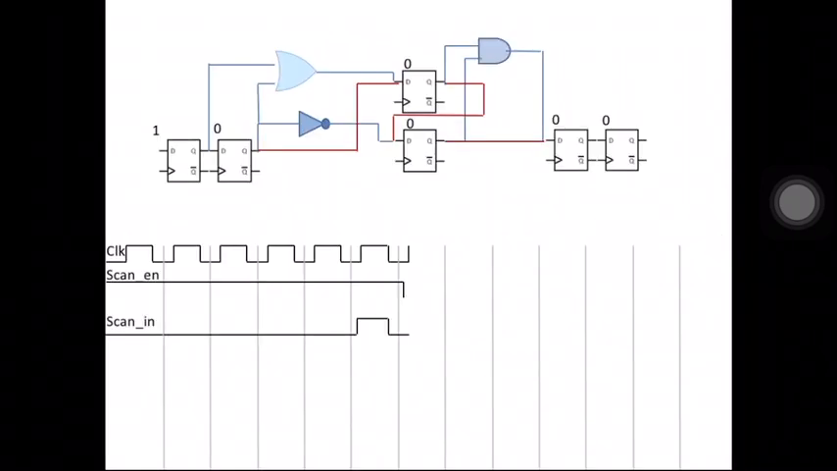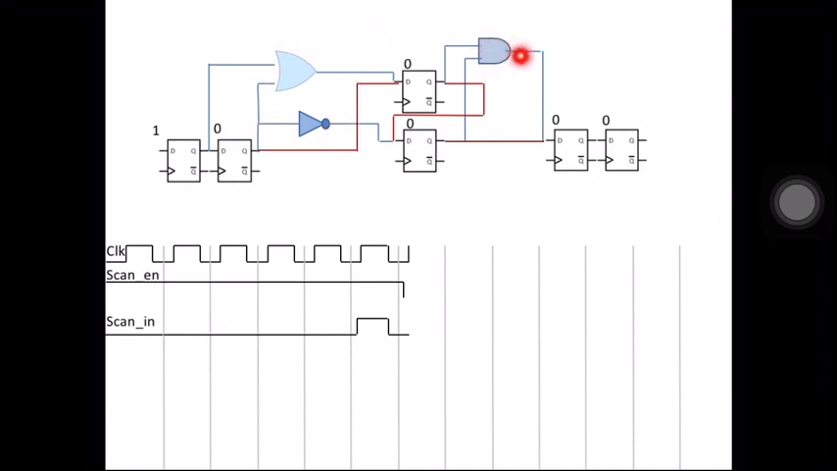Now let's see how launch on capture works. First, I will explain this circuit. Here, I want to test a slow to rise signal at this particular AND gate, and my circuit has 6 flip-flops. So this is the scan path, and the rest of the circuit is the combinational logic path.